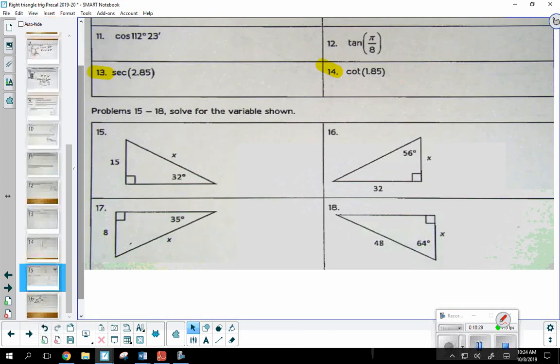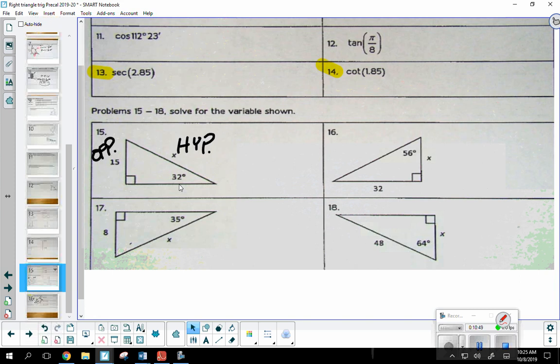Solve for the variable shown. Now this one, we are going to have a calculator help me out. So I've got an angle that's 32 degrees. So what would the 15 and the x be to that 32? 15 is the what? Opposite. What's the x? The hypotenuse.